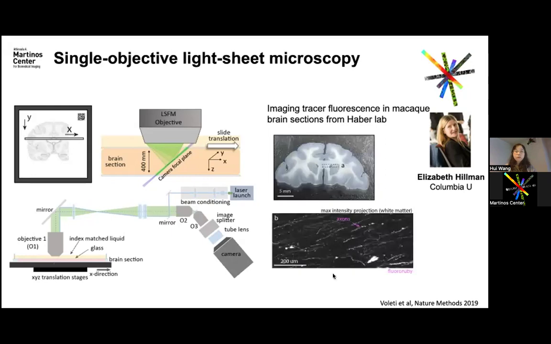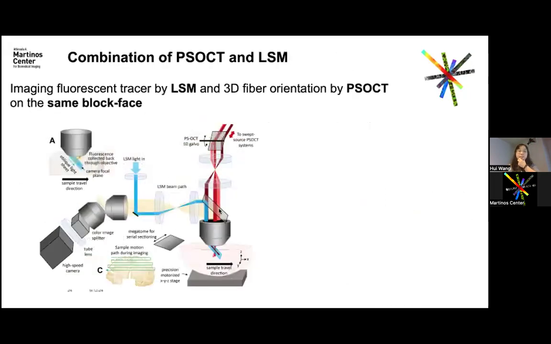Here's one example showing a macaque slice that has tracer injected in. Elizabeth's group from Columbia looks at the axons with their light sheet microscope like this, and they see the axonal bundles lit up by the tracer. Like I said, both the light sheet and PSOCT image the sample's block face from the top and collect light going back to their individual cameras.